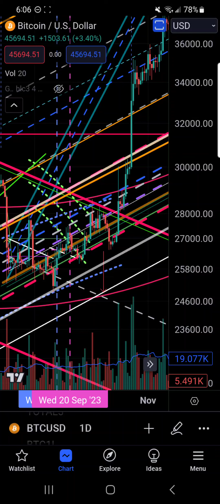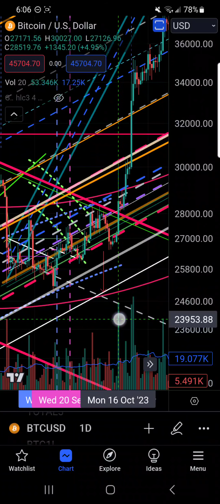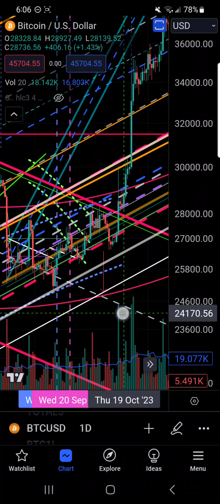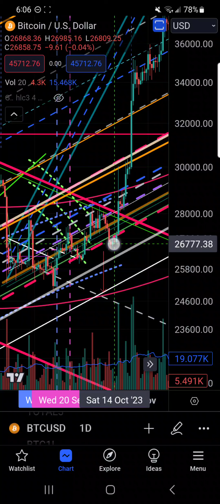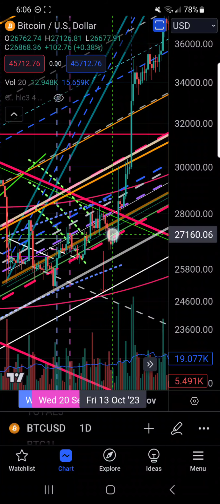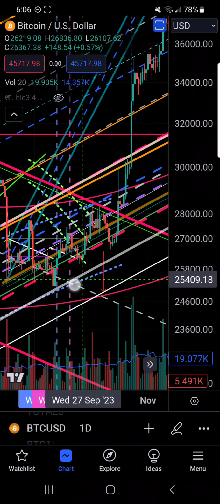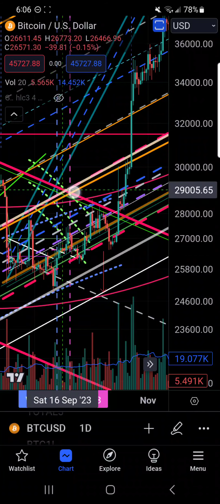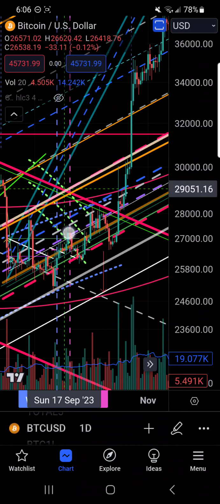Here we are looking at the Bitcoin US dollar index on the daily time frame, but we are looking back in time because it's important to visit our past to help us understand our future. We're looking back at October, right here, October 2023. And I just want to point out that we are currently continuing the bull rally that we predicted back here.